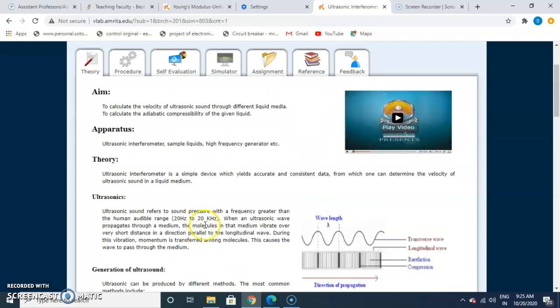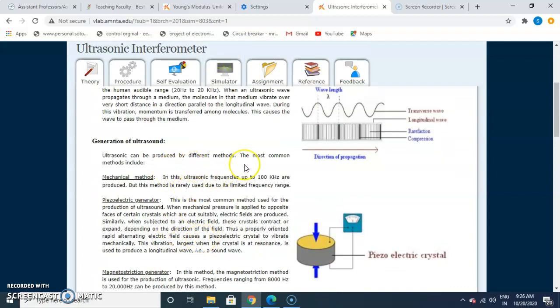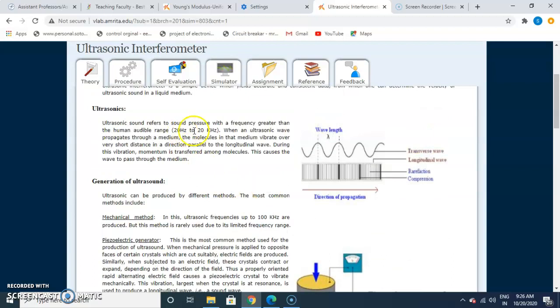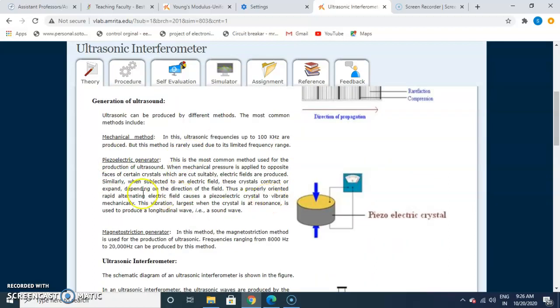The ultrasonic waves are produced by different methods. The common methods are the mechanical method, the piezoelectric generator, the magnetostriction generator, etc. Here in this ultrasonic interferometer, ultrasonic sound is generated by using a piezoelectric crystal. As we know, if the frequency is above 20 kilohertz, then we can say it is ultrasonic sound. And how can it be generated? One common method is the piezoelectric generator.